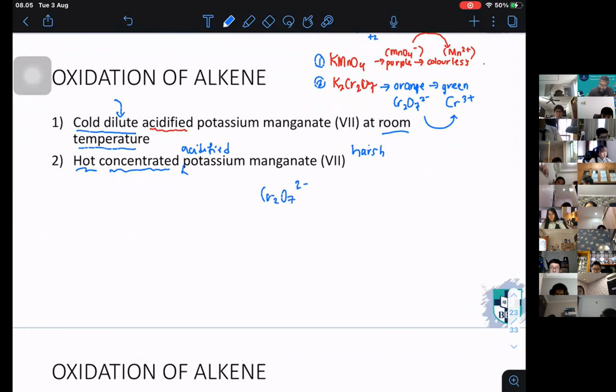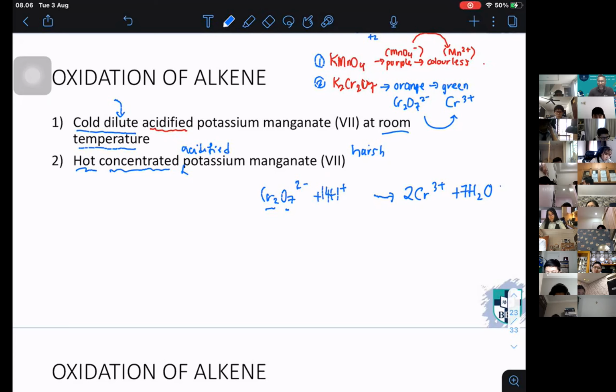Cr2O7 2-, and you are going to become Cr3+. First balance the chromium, so I put 2 there. There's oxygen on my left hand side, there's no oxygen on my right hand side, so I put water. Now there is no H on my left hand side, so I just put H+. Then I balance the oxygen: there's 7, so I put 7 here. The moment I put 7 there, hydrogen gets 14, so I just put 14 there.